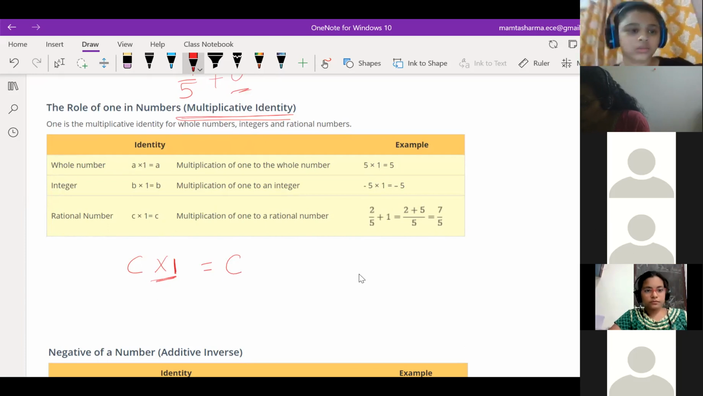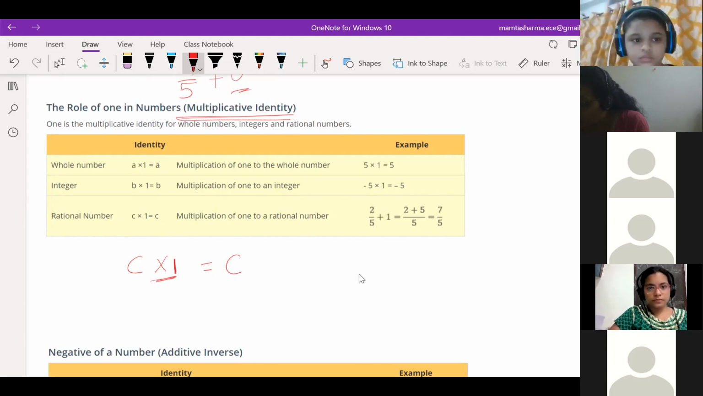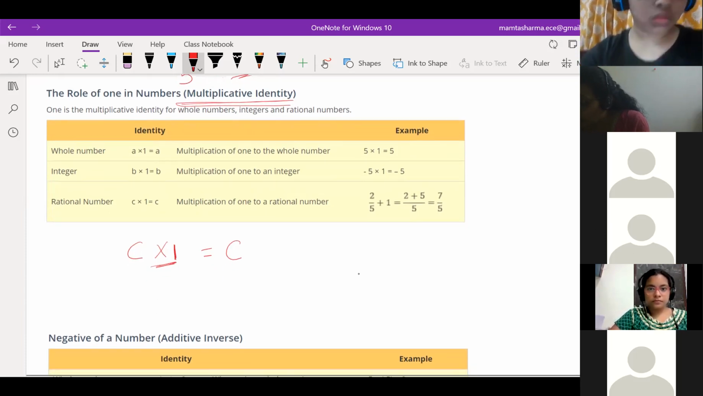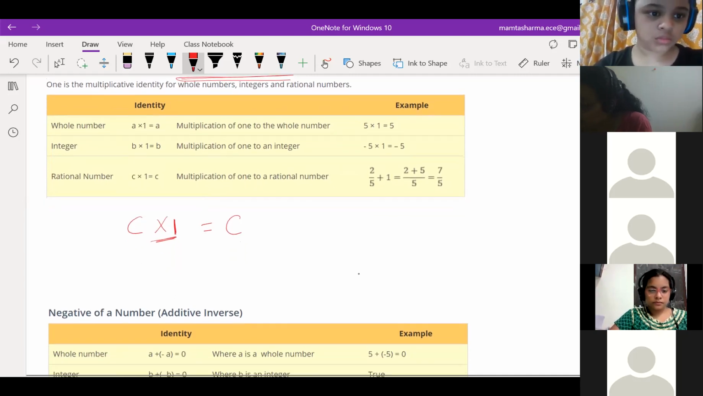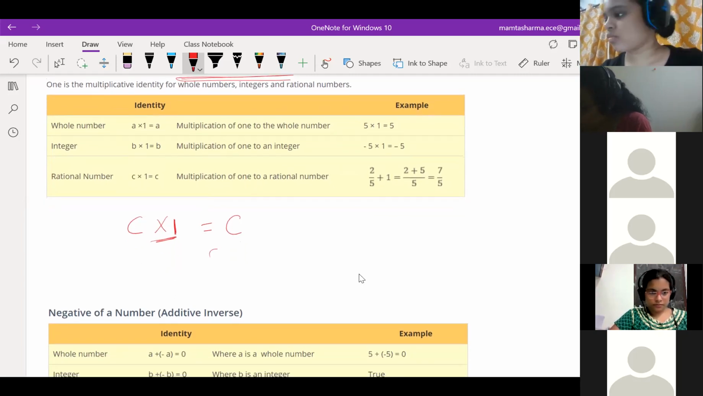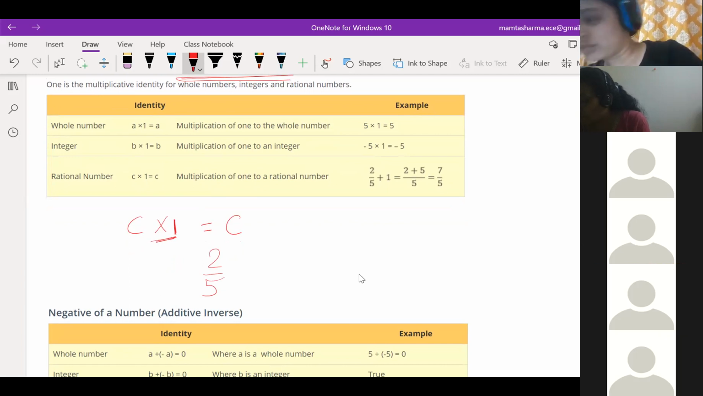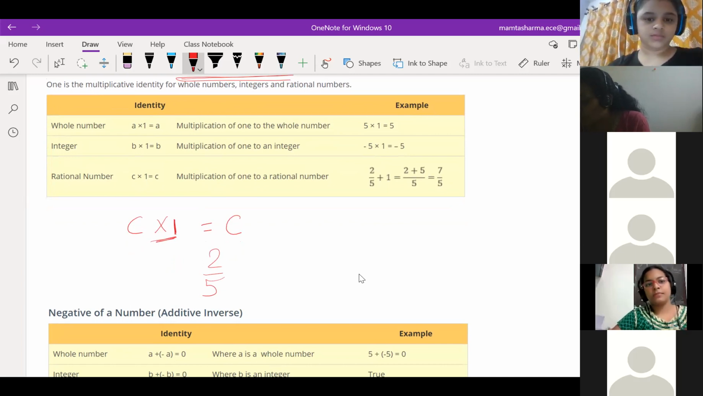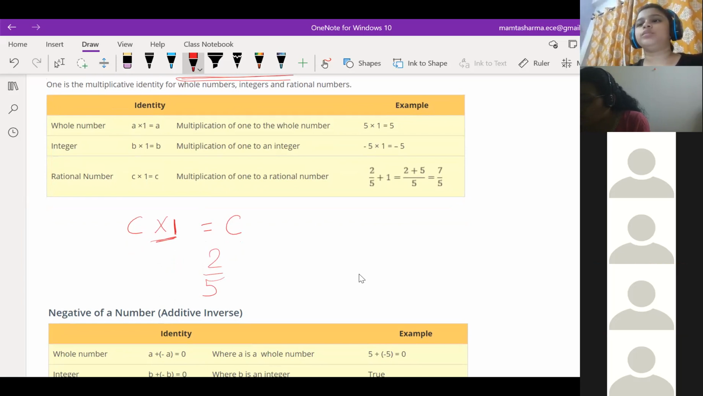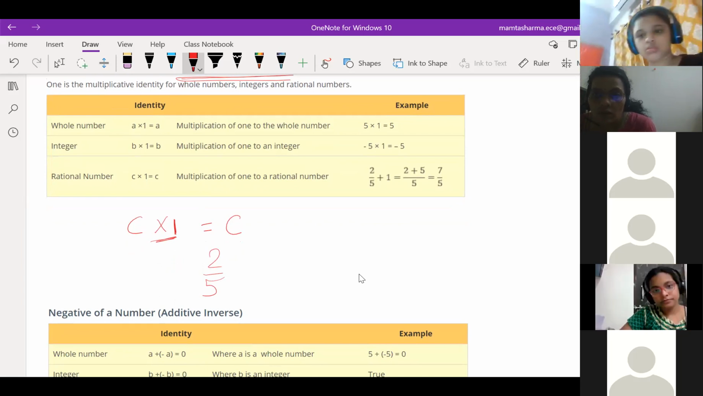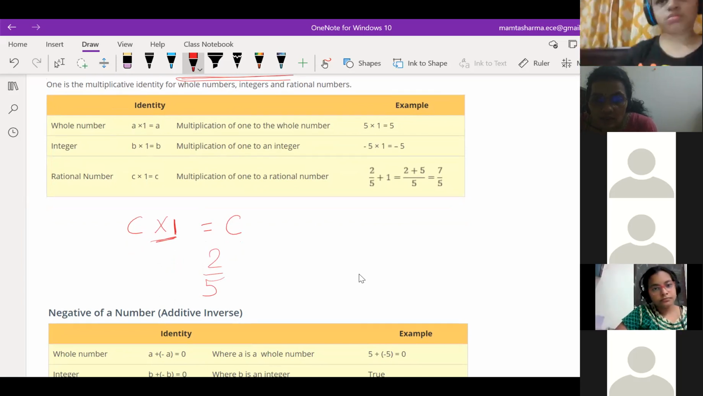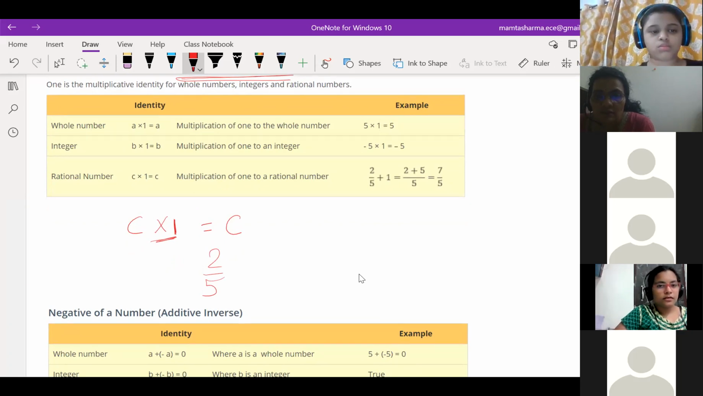Okay. So if I give you 2 by 5, find out its multiplicative identity. 0, ma'am. 0 is the answer. No, no, no. 1, ma'am. Yeah, it is 1.